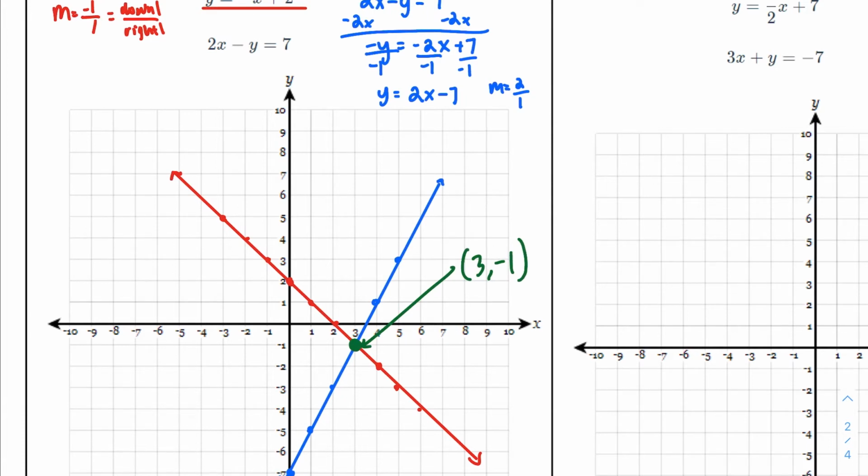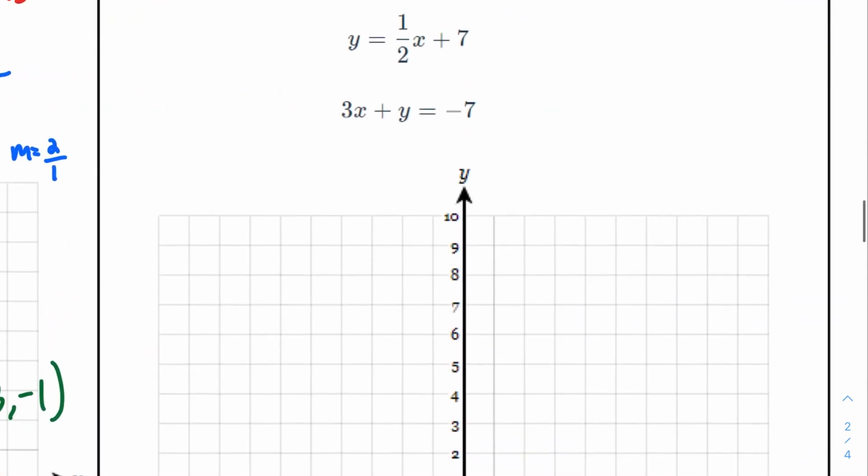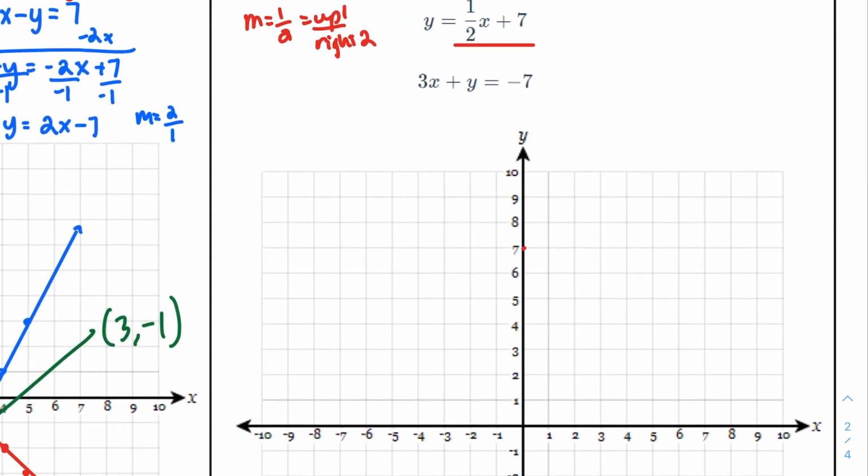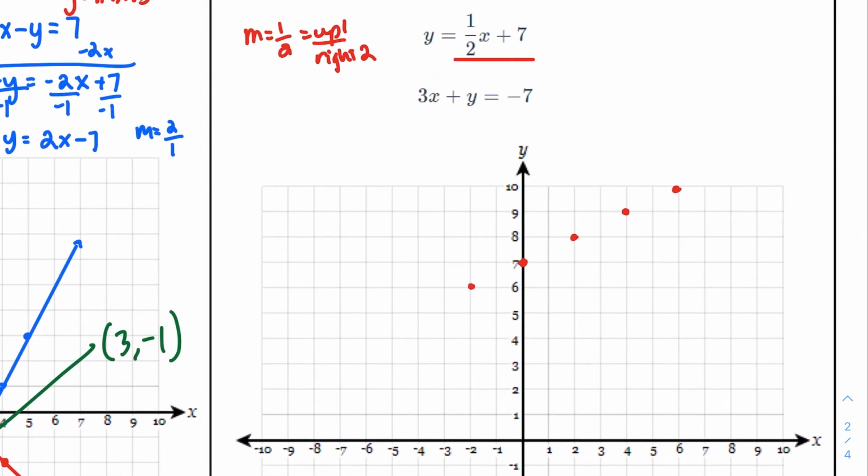Now let's try it again. First equation here, y is equal to 1/2 x plus 7. So our slope is equal to 1/2, which means up 1, right 2. And we're going to start when y is equal to 7. Apologies, when x is 0, y is 7. Then we go up 1, right 2, and then we go in the opposite direction, down 1, left 2. We connect those with our straight line, arrows on both sides.